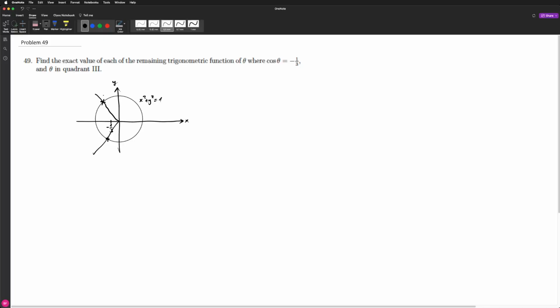So there are two such points. There are 2 points on the unit circle with x-coordinate -1/3. On top of that, we're told that your angle lands in quadrant 3. So that allows us to rule out this possibility. And our angle has a terminal ray. The intersection of that terminal ray and the unit circle is this point. Therefore, the y-coordinate of that point is the sine theta we're looking for.